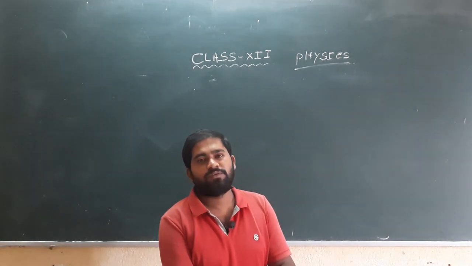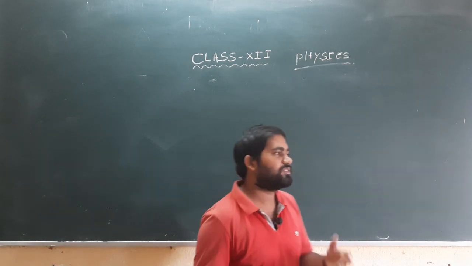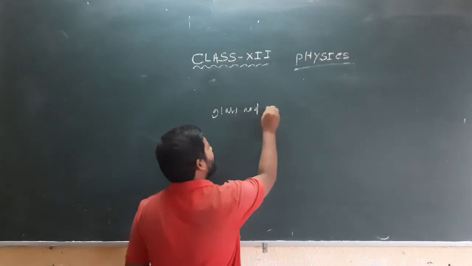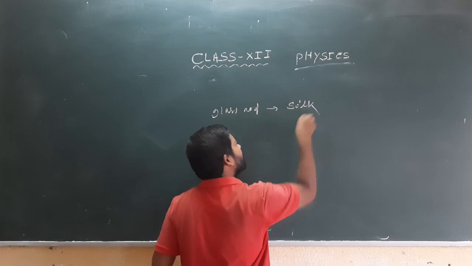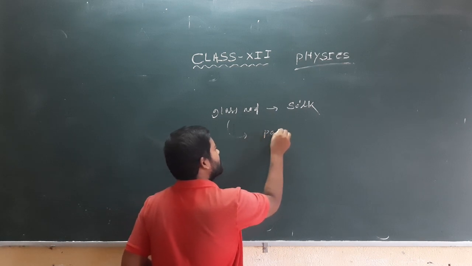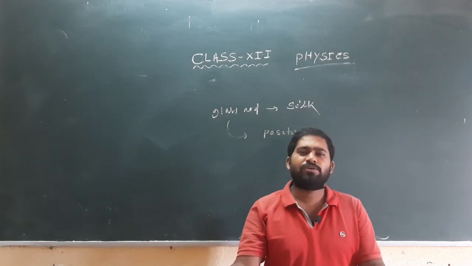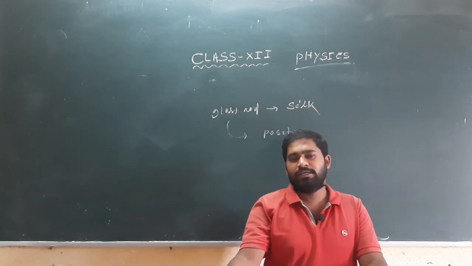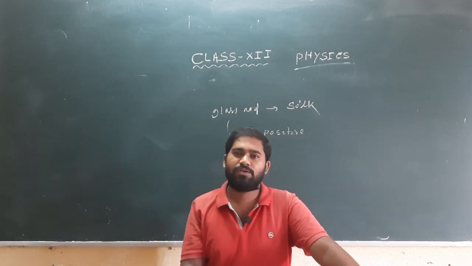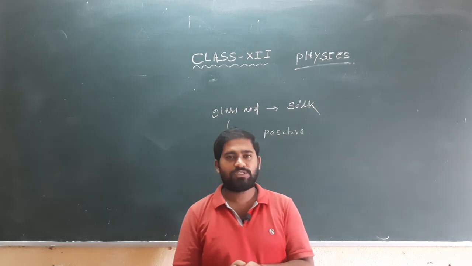As per Benjamin Franklin, when a glass rod is rubbed with silk, the type of charge acquired by the glass rod is positive. Because in the friction of a glass rod with silk, there is a transfer of electrons from the glass rod towards the silk. That is why the charge acquired by the glass rod is positive.